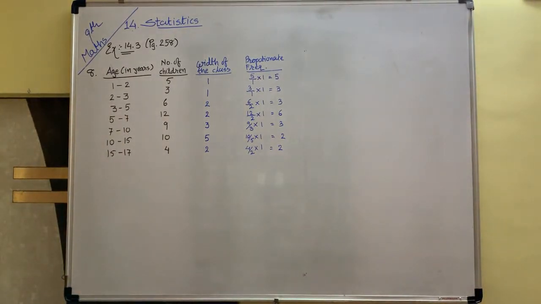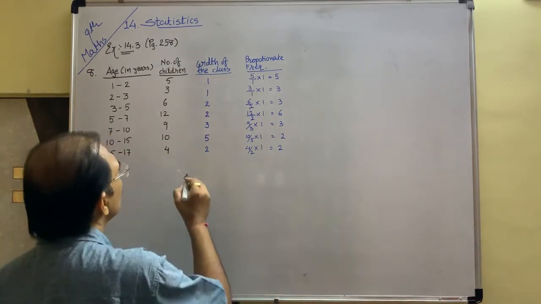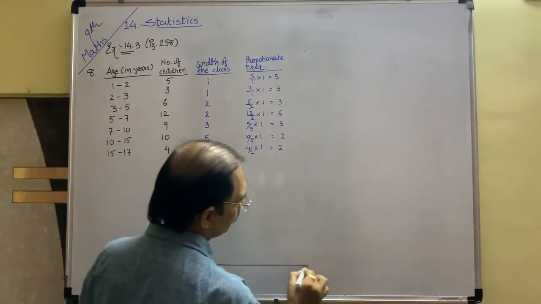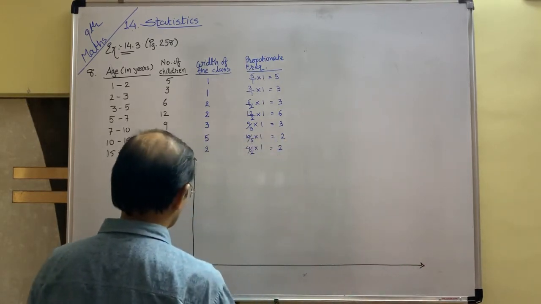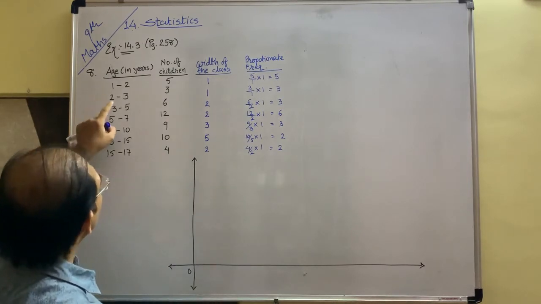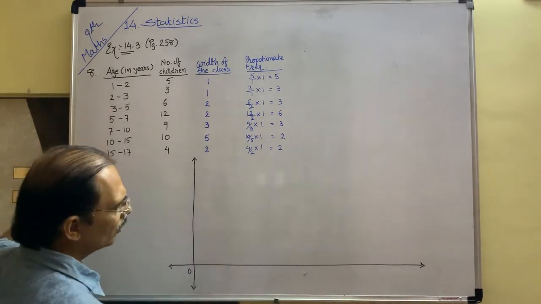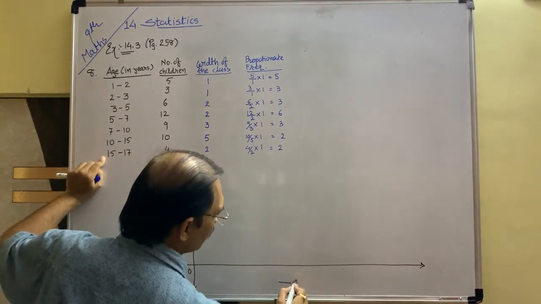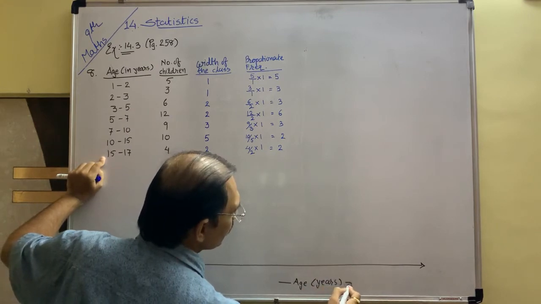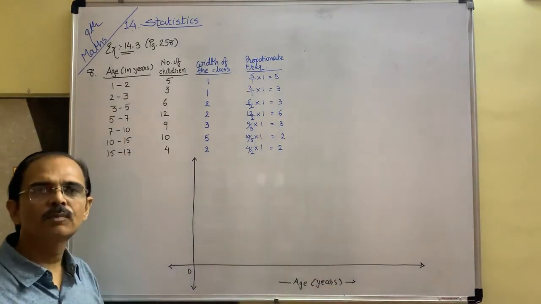Try to understand it properly. Okay, and after that we are going to start your graph. Here the graph is what? See, I draw the graph here. Age 1, 2, these classes are not proper, but in the graph you have to draw them properly. Age in years. So you have to construct a proper line.